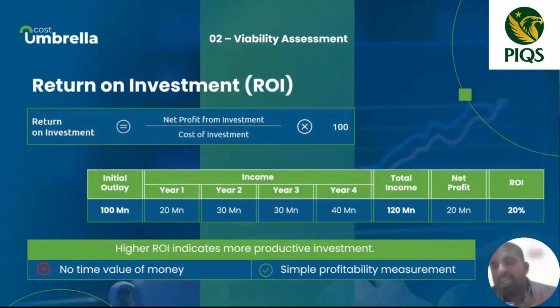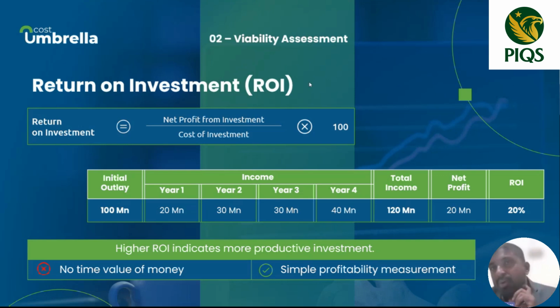This is return on investment. Again, a very straightforward thing. The formula given here is net profit from the investment divided by cost of investment, multiplied by 100%. The same simple example I'm using: initial investment is 100. Total return is 120, which is the addition of 20, 30, 30, and 40. So net profit from the investment is 20, divided by cost of investment 100, multiplied by 100%, is 20%. Right? This is very straightforward.